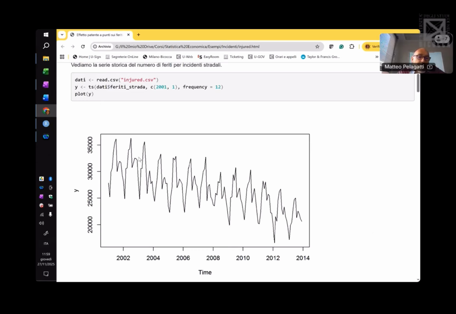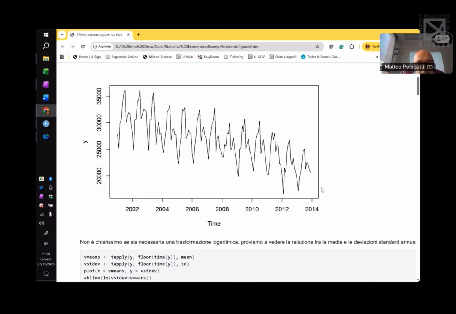So this is the number of injured people because of car accidents in Italy, per month. So it's a monthly number. I mean, it's a large number. The first thing we notice is that it's decreasing. That's good news.